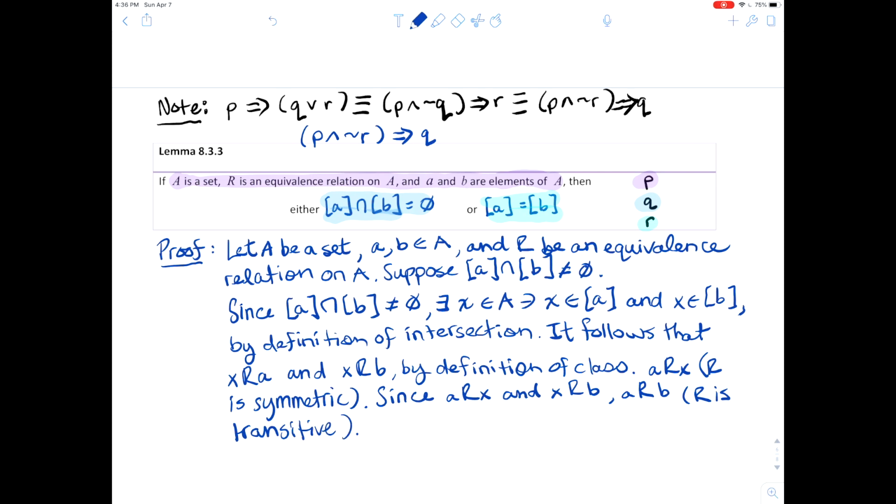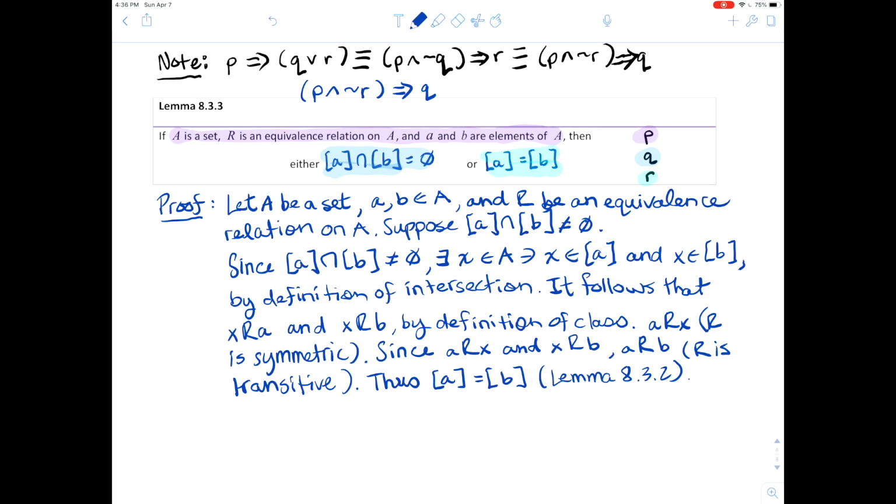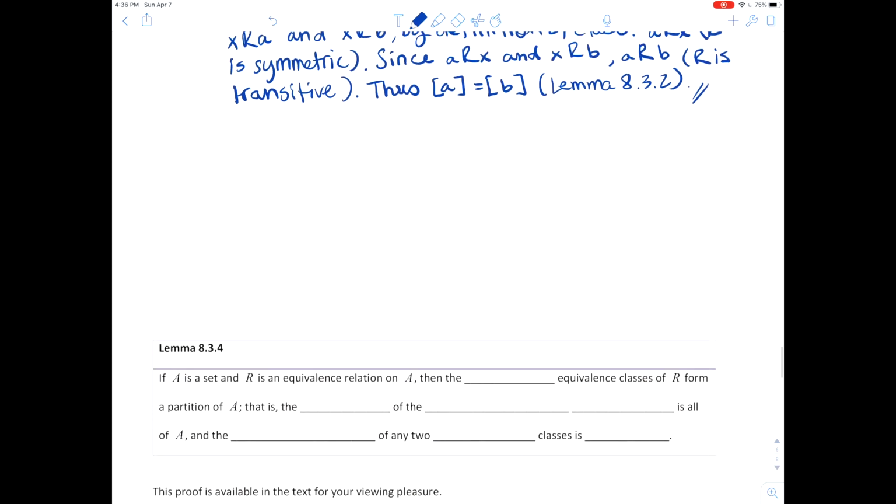All right. Well, thus, the class of a equals the class of b from that last lemma, right? Which was lemma 8.3.2. And we're done. Okay, that was kind of a cool one.